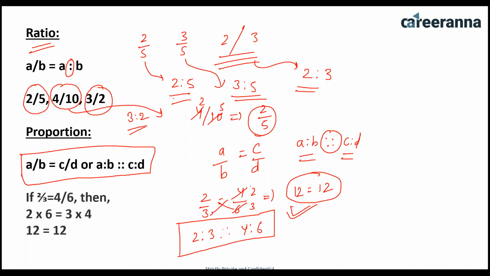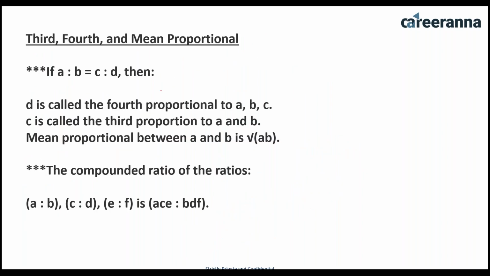So this is from very basics. I think you understand it. Guys, keep yourself muted. Okay, so now as all of us know what is ratio, what is proportion, we have to understand third, fourth, and mean proportional. What are these terms? So there is a condition: if A is to B equals to C is to D, then D is called the fourth proportional to A, B, C. In this, D is the fourth proportional.